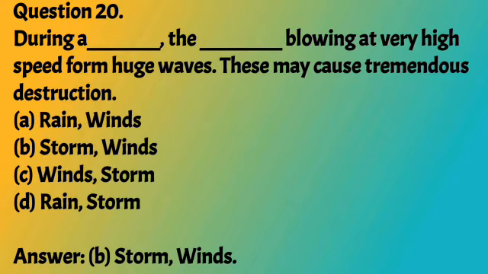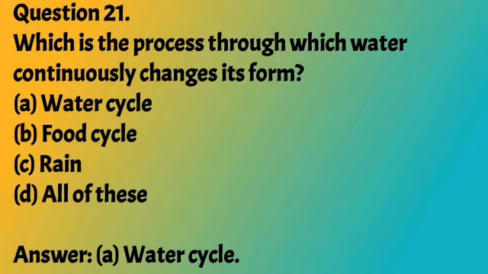Question 20. During a blank, the blank blowing at very high speed form huge waves. These may cause tremendous destruction. A. Rain, winds, B. Storm, winds, C. Winds, storm, D. Rain, storm. Answer B. Storm, winds.